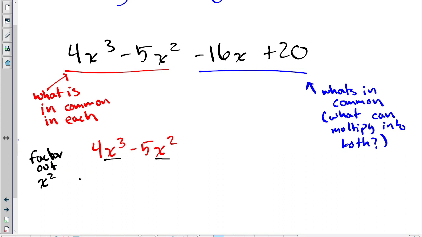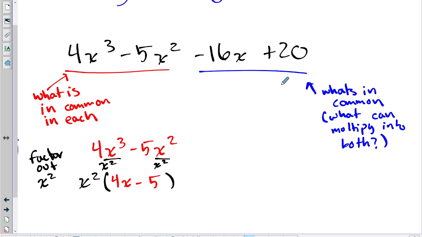So here's how I do that. I'm going to take x squared, and I'm going to remove it from my set of parentheses. And to find what goes on the inside, I just find what's left over. I'm basically going to divide everything by x squared. Okay. Well, if I divide this out by x squared, I still have the 4, but now I have 4 times x, because x cubed divided by x squared is just x, minus 5, because 5 times x squared divided by x squared is just 5, okay? Then, this is as simplified as I can get it because there's nothing that can go into both of these, okay? But x squared I pulled out.